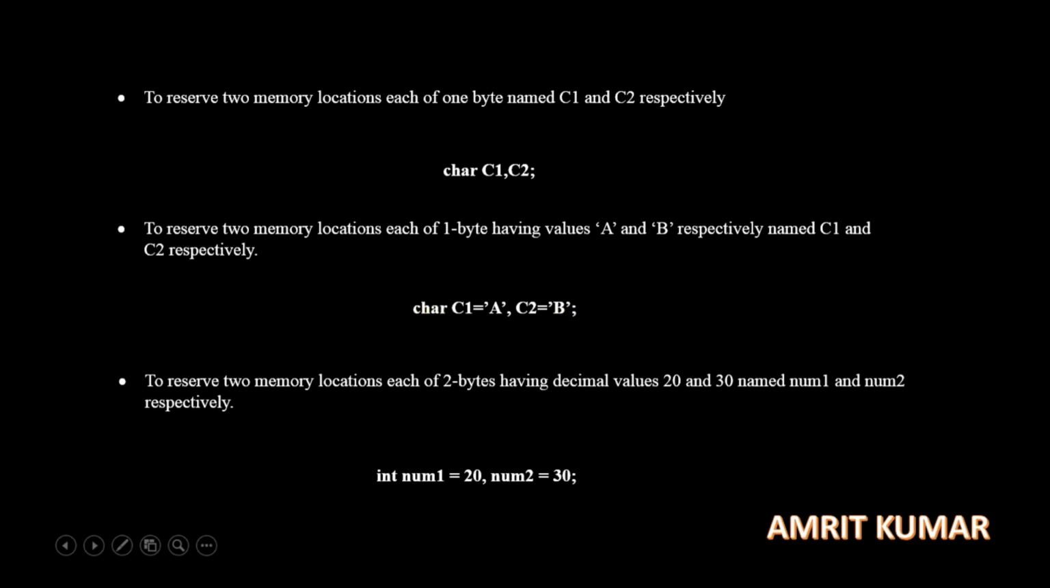Now to reserve two memory locations each of 2 bytes having decimal values 20 and 30, we need to provide the integer data type. Then how will we perform this? We have to use the integer data type: num1 equal to 20, comma, num2 equal to 30. So this is the way of declaring the integer value, as well as the character value.